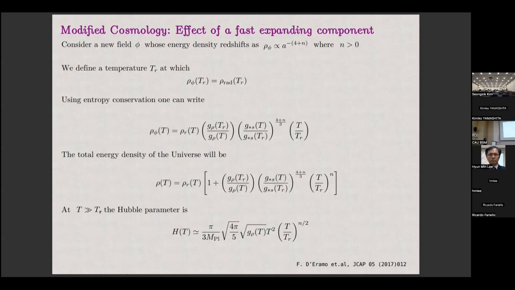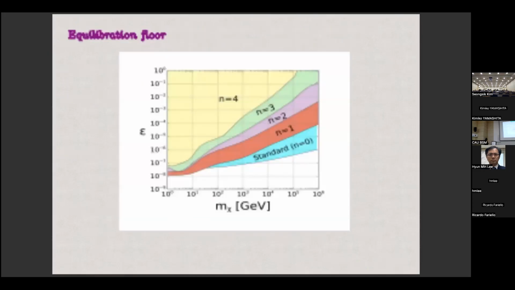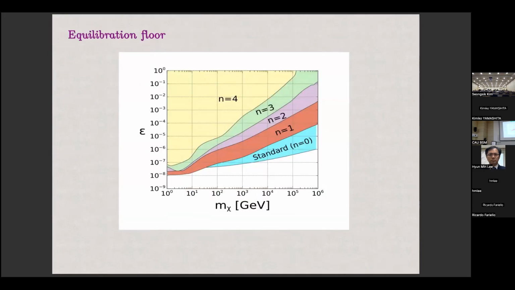So if we use the entropy conservation, one can arrive at this relation where rho_phi is a function of rho_R as well as this non-trivial dependence on T. And for large values of T, the Hubble parameter is much larger in comparison to the standard Hubble parameter. So now we will solve the same Boltzmann equation. So basically with this Hubble parameter, we try to check what is the parameter space in which the dark sector is not in thermal equilibrium.